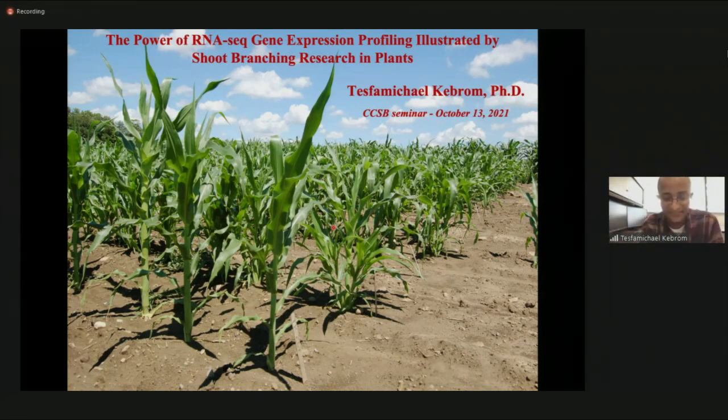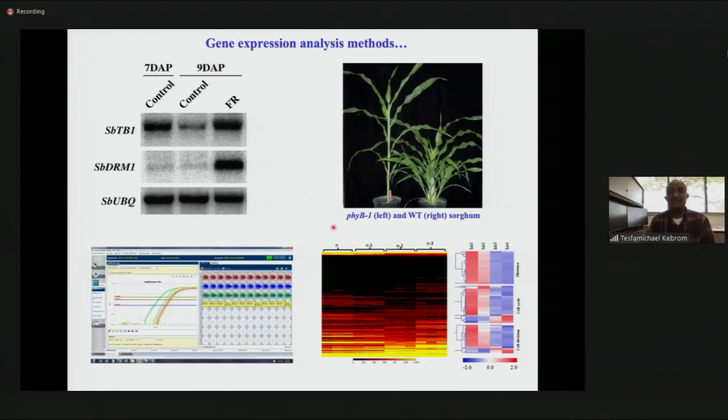One of the methods I used for shoot branching research has been gene expression analysis, and I used it initially when I was a PhD student, the Northern blot method. This is a Northern blot. Using this method, I was studying one gene at a time. To complete this research, this Northern blot, it takes like one month. So to study two genes, it took me one month.